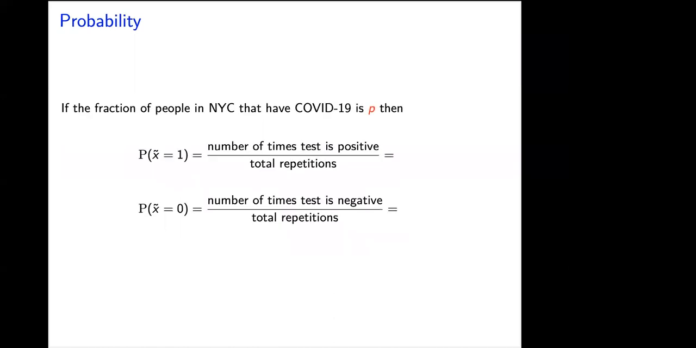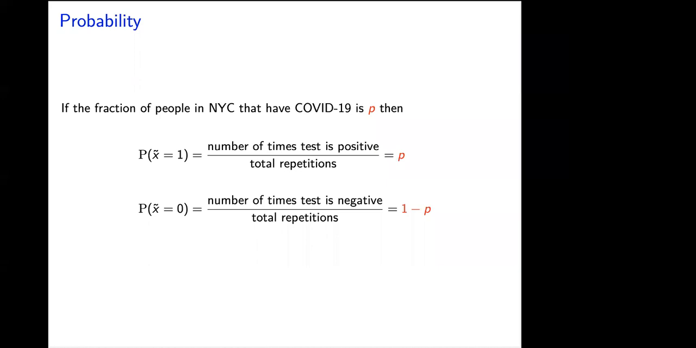So if we want to say the variable p is the actual fraction of people in the city that have COVID, then we would say that this is going to end up being, again, p when we've actually sampled enough. We will know the value of p approximately. And then the number of times it's negative is just 1 minus p.